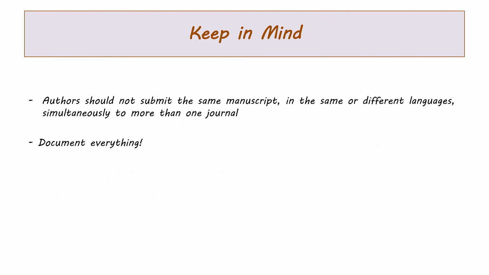Keep in mind, this is the final conclusion, authors should not submit the same manuscript in the same or different languages simultaneously to more than one journal. Please submit your paper to only one journal. This is unethical if you send your paper to more than one journal, for example, 2 journals. This is considered unethical, okay? Always submit your paper to one journal at a time. If you get a rejection from the first journal, then you can submit it to another journal, okay?